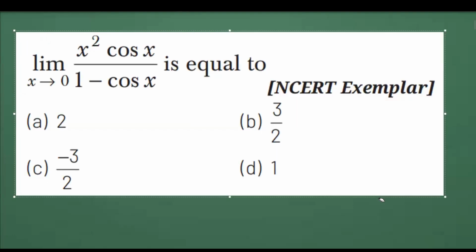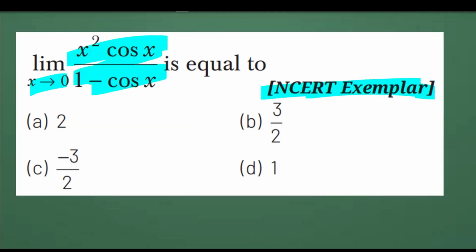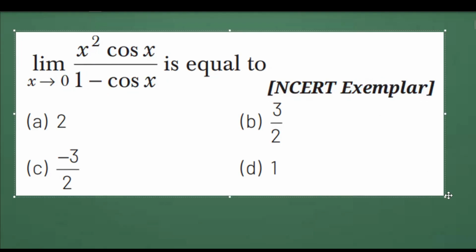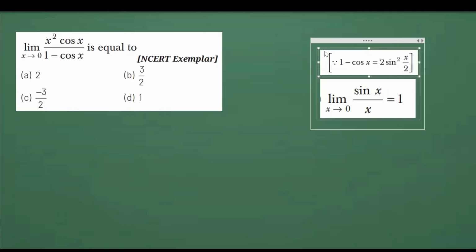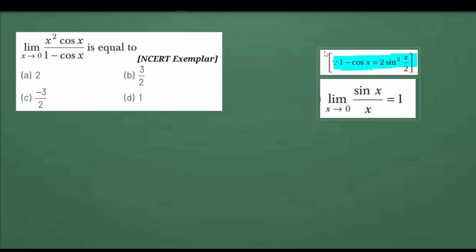In this question from NCERT exemplar, we have to evaluate this function for limit x tending to 0. Now, in order to solve this question, we are going to apply the half angle property, and we are going to convert 1 minus cos x as 2 sine square x by 2, and then we'll be applying this sandwich formula to solve it. Now let's begin with the first step over here.